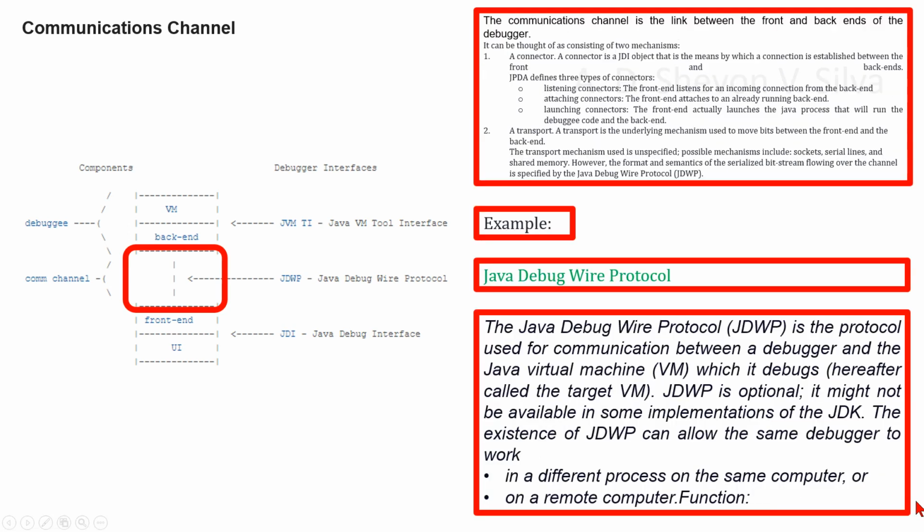As an example, we can consider the Java Debug Wire Protocol. The Java Debug Wire Protocol, JDWP, is the protocol used for communication between a debugger and the Java Virtual Machine, VM, which it debugs. Hereafter, we call it the target VM. JDWP is optional. It might not be available in some implementations of the JDK. The existence of JDWP can allow the same debugger to work in a different process on the same computer or on a remote computer.